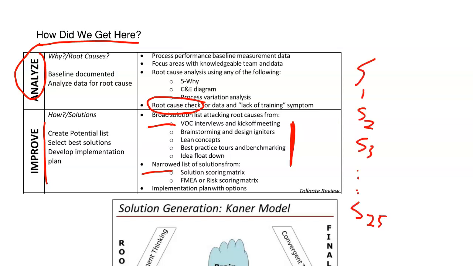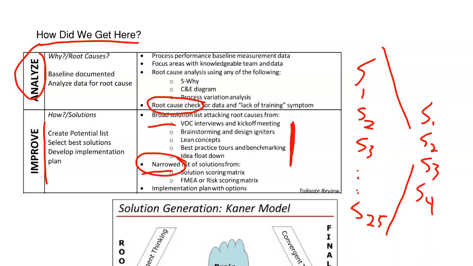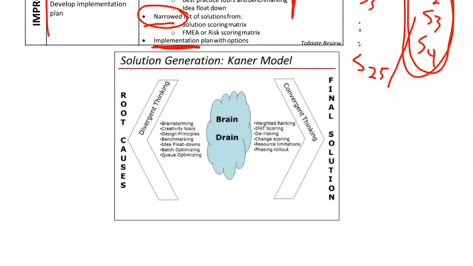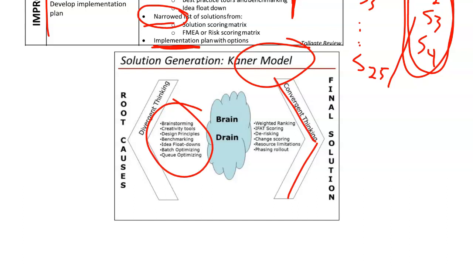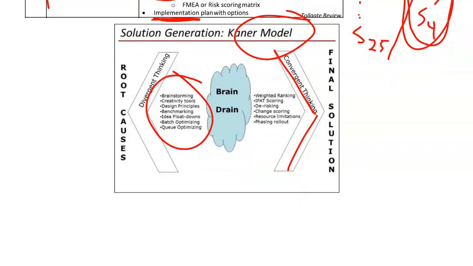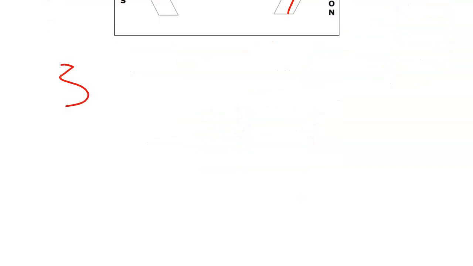On the back end of the improve phase, we use tools to narrow that solution list down. Things like our IFAT scoring matrix, our idea floats, and now we're ready to place these solutions into an implementation plan. What we've been doing is this broad to narrow Keener model approach where we come up with a broad list, then we work on narrowing it down to the smaller list. So I've got these 4 solutions.